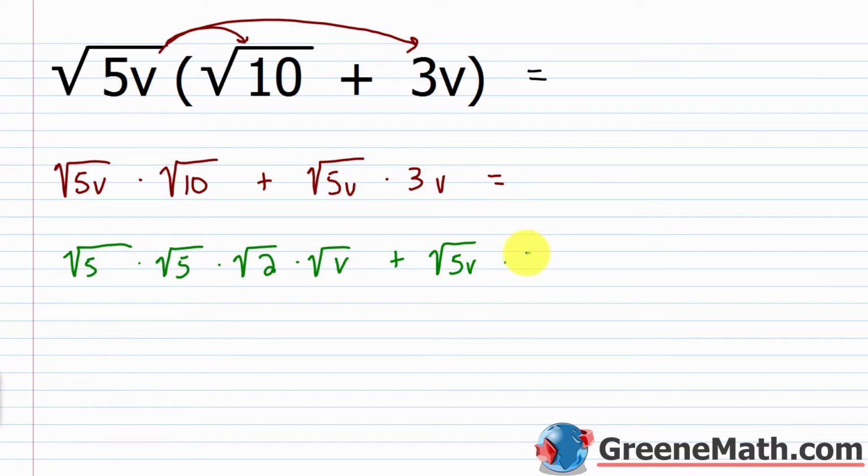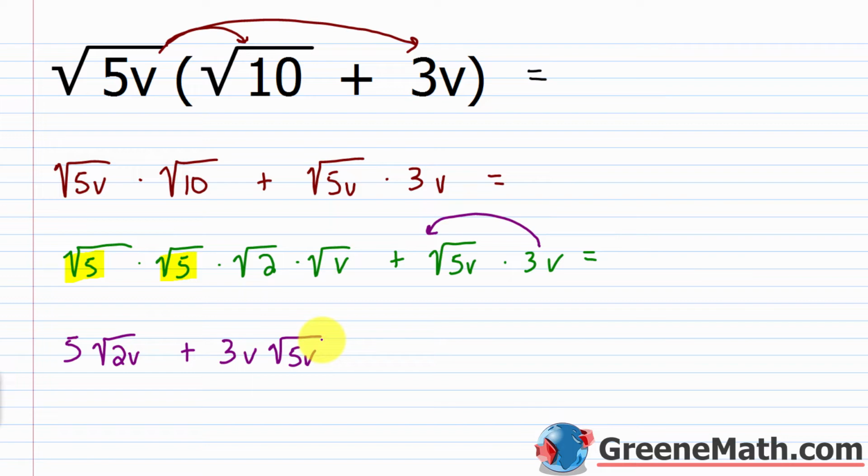So then times 3v. I can do stuff here because the square root of 5 times the square root of 5 is 5. So I can simply write that and say I have 5 times the square root of what's left. Square root of 2 times square root of v. We combine that and say we have the square root of 2v. Then plus, I have the square root of 5v times 3v. Nothing I can do, so I just change the order, and I put 3v out in front, that's more traditional, times the square root of 5v.